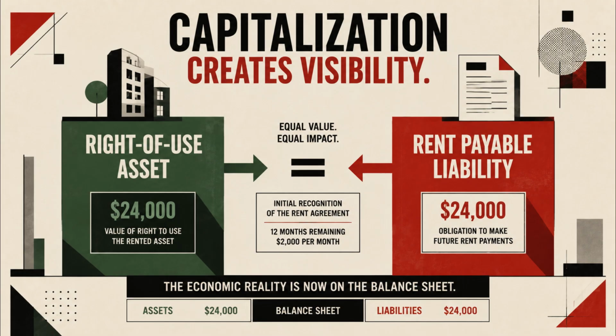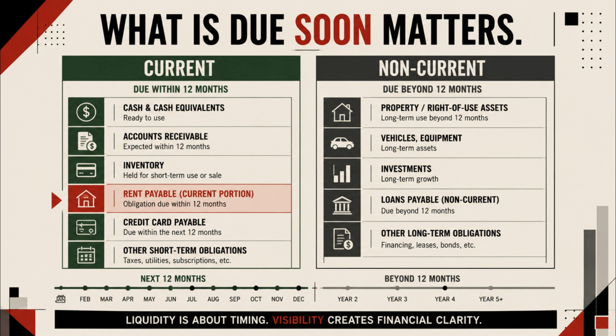At this point, we should quickly review current and non-current classifications. Current assets and liabilities are expected to be used or settled within 12 months. Non-current items extend beyond 1 year. Since this example only has 12 months remaining, the entire rent payable is classified as current. The right of use asset is going to be classified as a non-current asset, or a long-term asset. And this is where liquidity ratios begin changing dramatically.